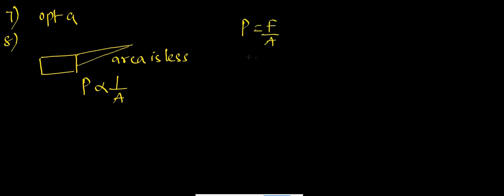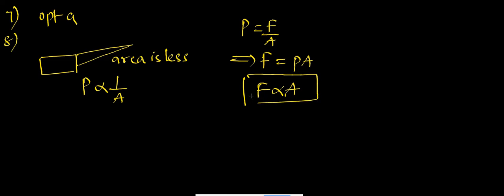P is equal to F by A. F is equal to P into A. Force is directly proportional to area. That is what we have studied in mechanical advantage. Area more, force more. Force and area are directly proportional. Here, pressure is inversely proportional. Area less, force less, but pressure is more. So pressure is inversely proportional to area. So area is less means what happens to pressure? More pressure.